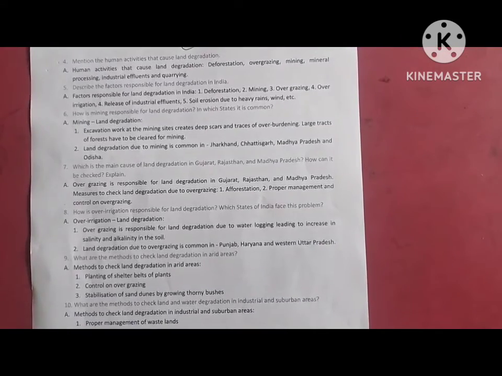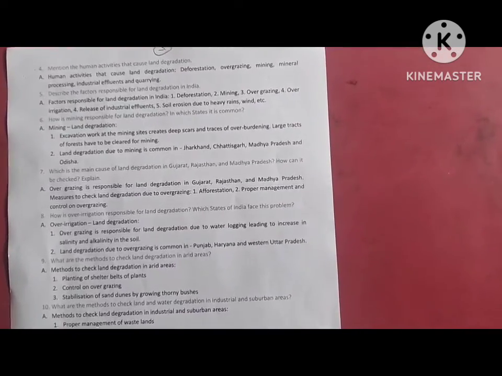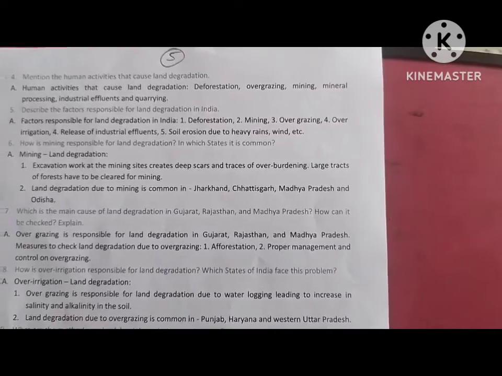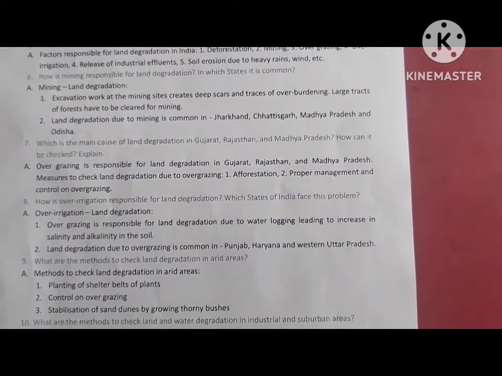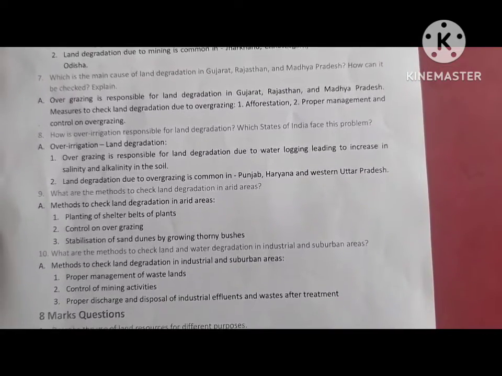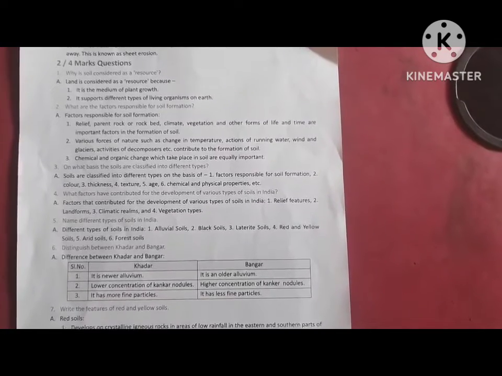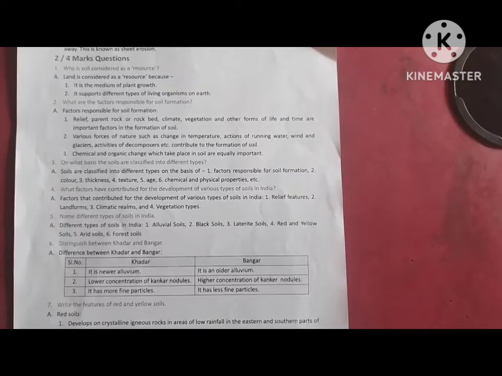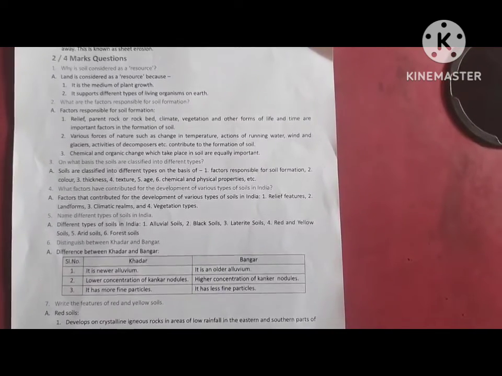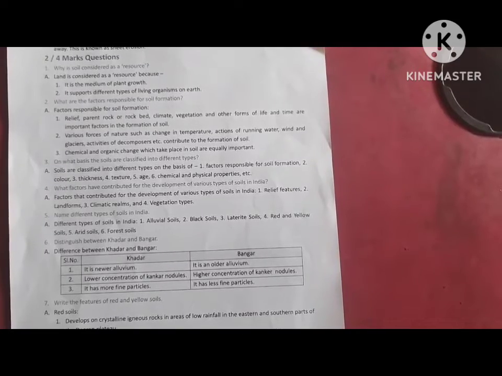Next, what are the factors responsible for soil formation? Answer: Relief, parent rock or rock bed, climate, vegetation, and other forms of life and time are important factors in the formation of soil. Second, various forces of nature such as change in temperature, action of running water, wind, and glaciers, and activities of decomposers contribute to the formation of soil. Third, chemical and organic changes which take place in soil are equally important.